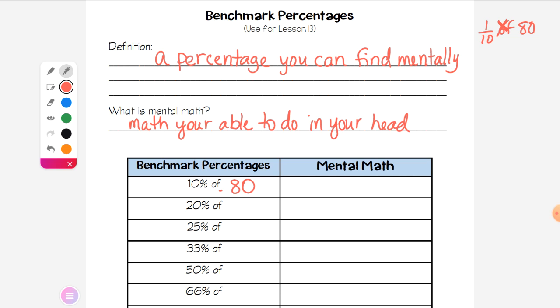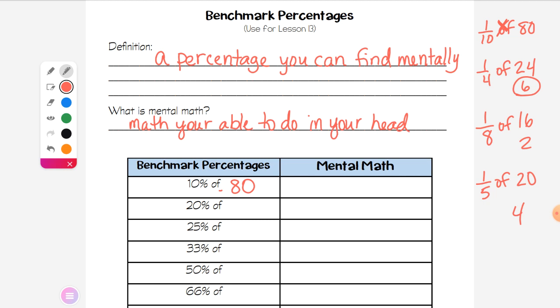Does anybody remember what these are called? When I said 1/4 of 24, what is the answer to that one? 6. You don't have to write these anywhere. I'm just going to do some. 1/8 of 16. 2. 1/5 of 20. 4. What are we doing mentally to figure those out? You're taking the whole number and dividing it by the denominator.